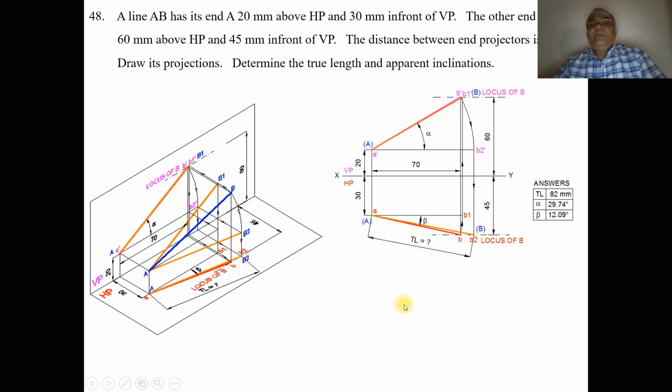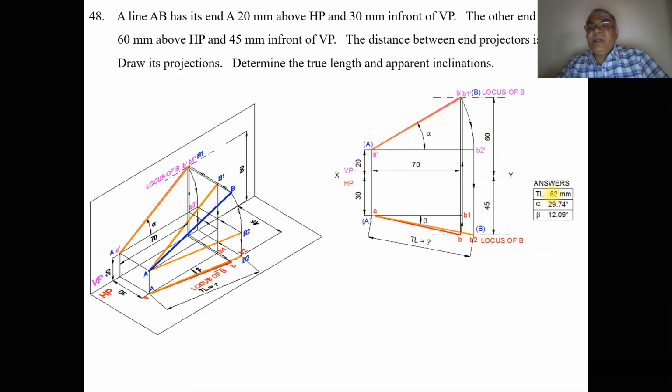Then by using the protractor, you measure the apparent inclination with respect to HP, which is alpha, which is 29.74 when you are doing it in the computer; when you are doing it manually, it will be 30 degrees. And by using the protractor, again with A as center, you measure the angle of apparent inclination with respect to VP, which will be 12 degrees. Also you show the true length in either the front view or the top view. By using the scale, you measure the length from capital A to B2, and you get this as 72 mm.